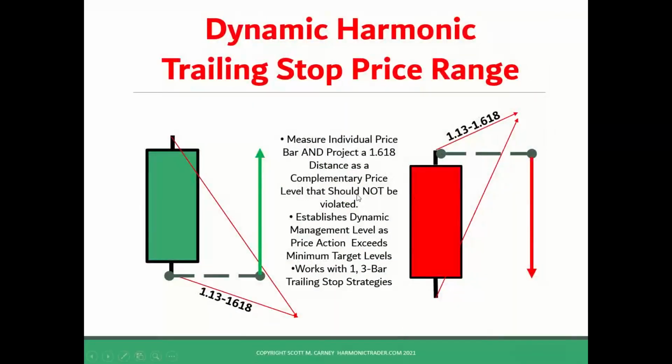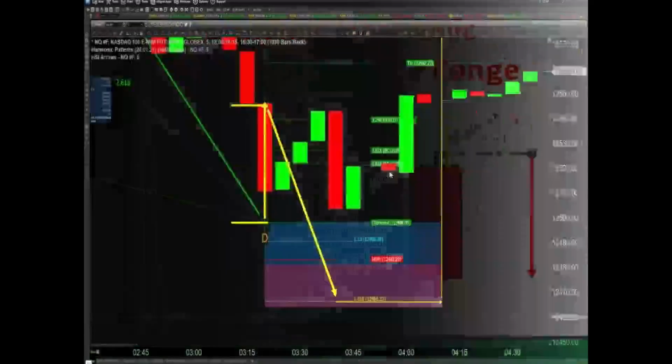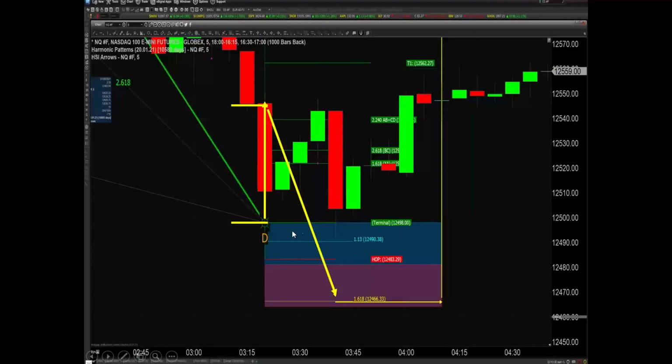Couple more. So this dynamic harmonic trailing stop price range, again, apply that 1618 and we can utilize it with a 1 bar or a 3 bar. But there should be that kind of progress that does not go beyond that trailing area. Again, here's where our expectations are all in this lower 12,466 area, and that's absolute level. But the bigger thing is we will see the sign.